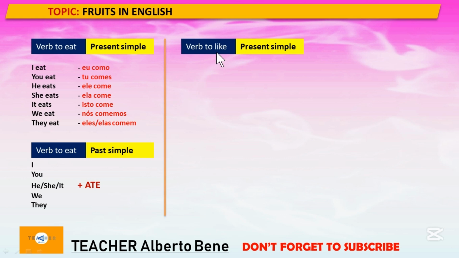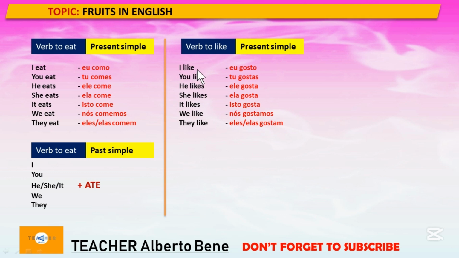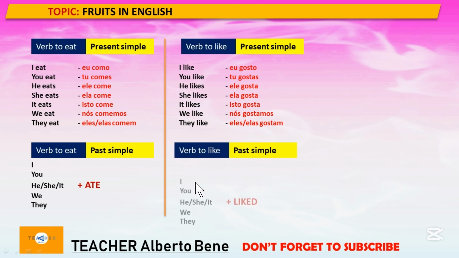Now let's conjugate the verb to like in the present simple. I like, you like, he likes, she likes, it likes, we like, they like. Now let's see in the past simple. I liked, you liked, he liked, she liked, it liked, we liked, they liked.